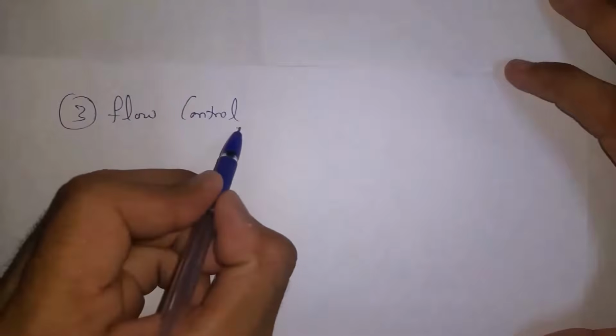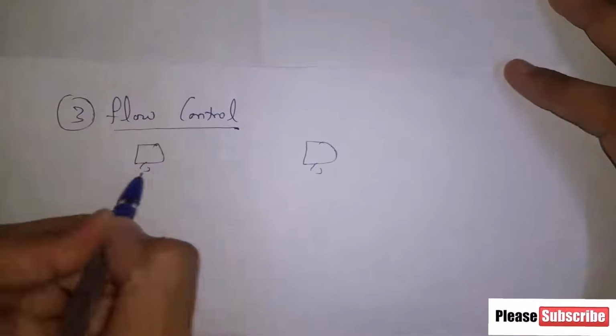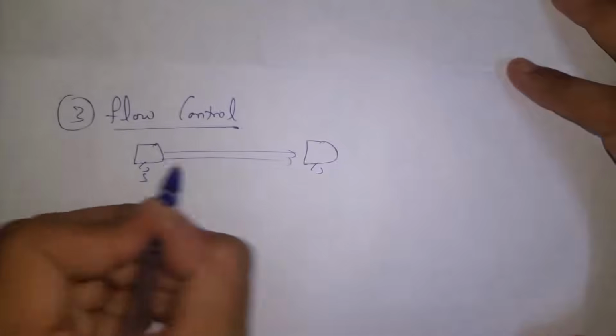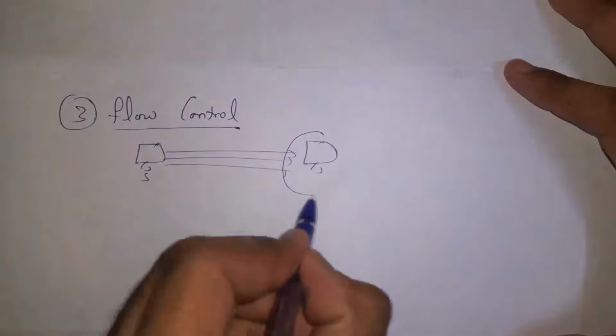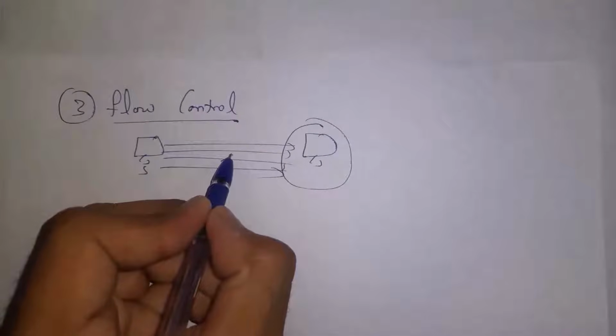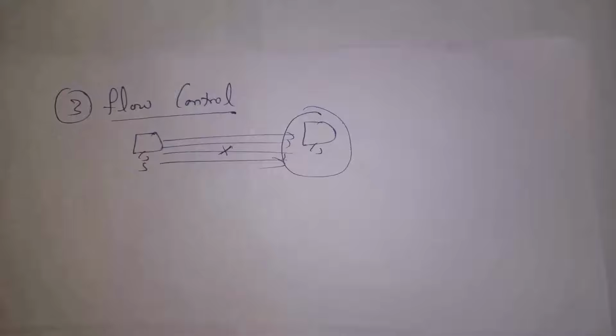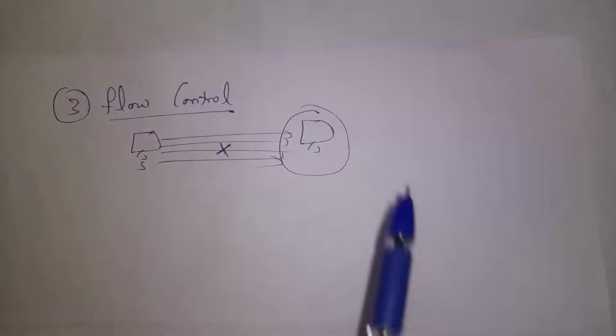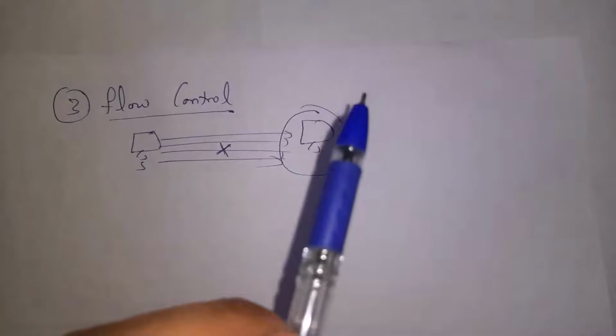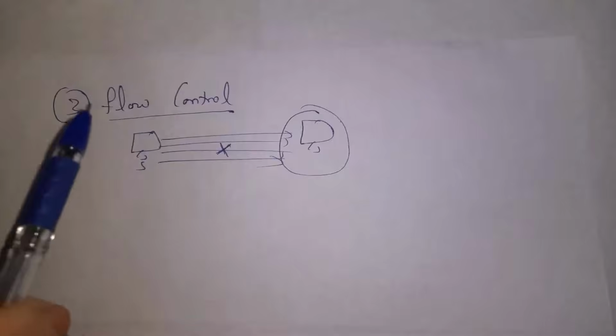The other function of the data link layer is flow control. If the sender sends data too fast to the receiver, then the receiver cannot handle the data and the receiver may drop some frames. So the receiver cannot get the actual data. Flow control means how much speed the receiver can handle data.